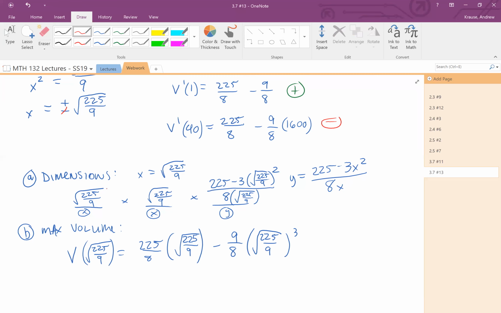So in the Webwork, A is going to be your x value, B is going to be your y value, and C is going to be your maximum volume.